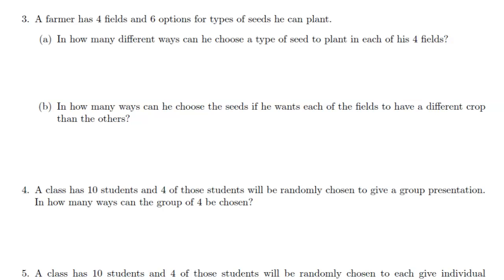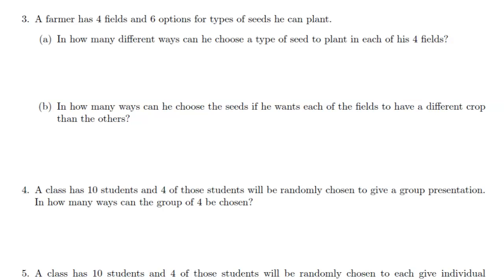We are on the worksheet for section 10.4, and it's the part 1 worksheet. We're at question 3. It says a farmer has 4 fields and 6 options for types of seeds he can plant. How many different ways can he choose a type of seed to plant in each of his 4 fields? Versus part B says, in how many ways can he choose the seeds if he wants each of the fields to have a different crop than the others?